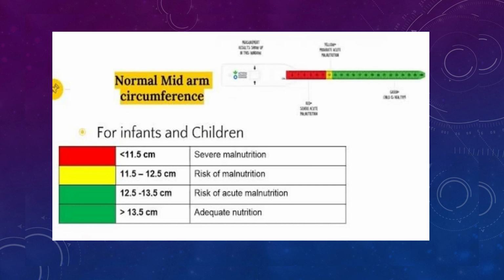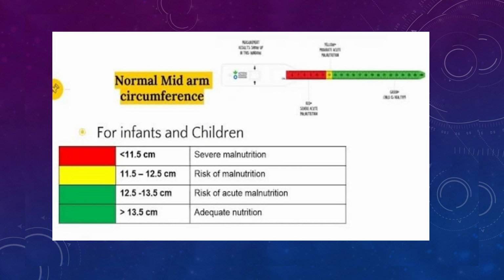Now, in this slide you can see in the upper corner there is a red, yellow and green plate that is called Shakir's measuring tape, which is encircled around the arm for the measurement. When we see the measurement in the red area, that is less than 11.5 centimeter, the child is suffering from severe malnutrition. When the mid upper arm measurement is between 11.5 to 12.5 centimeter, the child has malnutrition, but it is not severe, it is between mild to moderate.